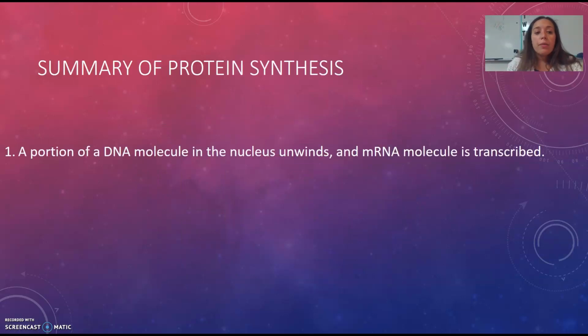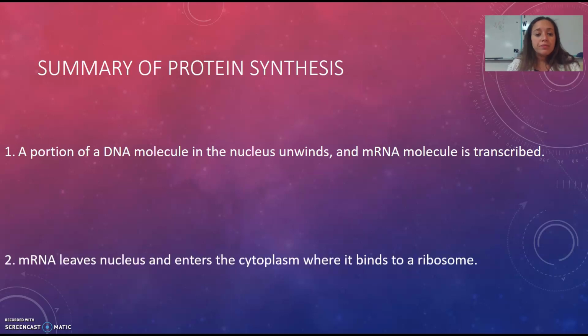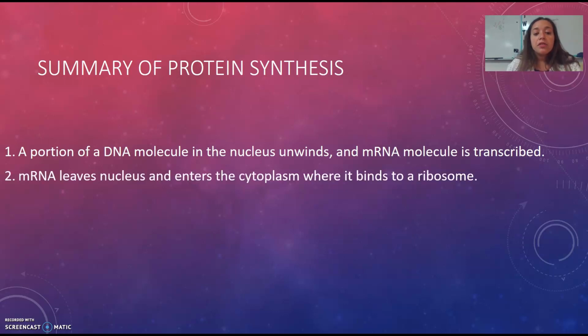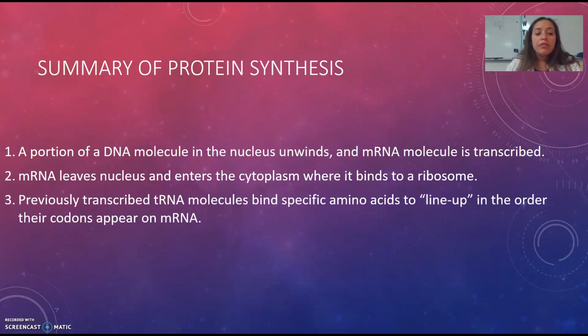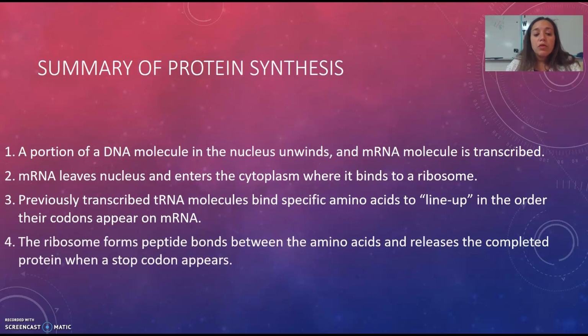Okay, so a summary of protein synthesis. First, a portion of DNA unwinds and an mRNA molecule is transcribed. The mRNA leaves the nucleus and enters the cytoplasm where it binds to a ribosome. The previously transcribed tRNA molecules bind to specific amino acids to line up in order of their codons as they appear on the mRNA. And the ribosome forms polypeptide bonds between the amino acids and releases the completed protein when a stop codon appears. I'll talk to you guys tomorrow about what the stop codons are.